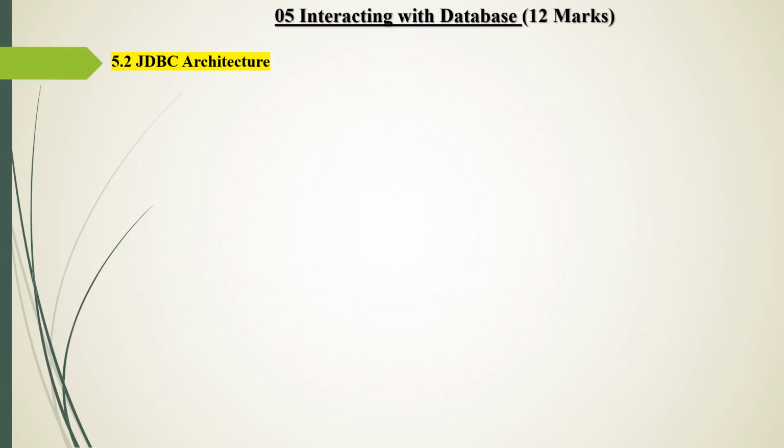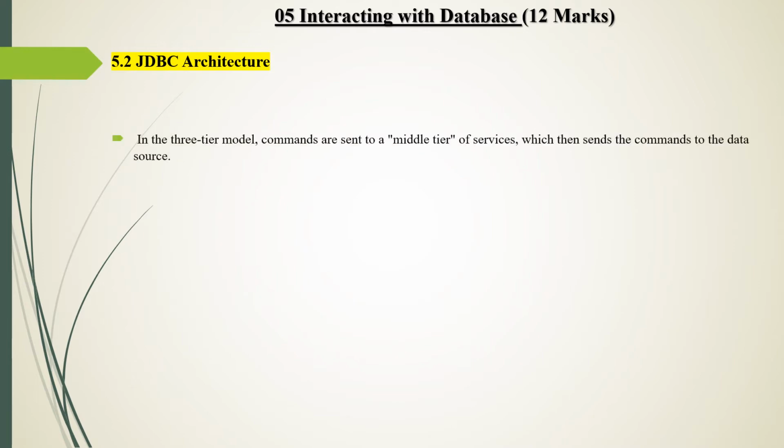Okay, next we see the 3-tier model. In the 3-tier model, commands are sent to a middle tier of services, which then sends the commands to the data source. So one middle layer is there in the 3-tier model. In the next few slides we see the diagrammatic representation of the 2-tier and 3-tier models.